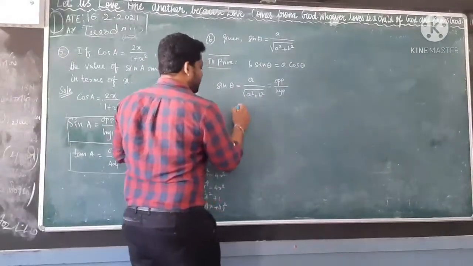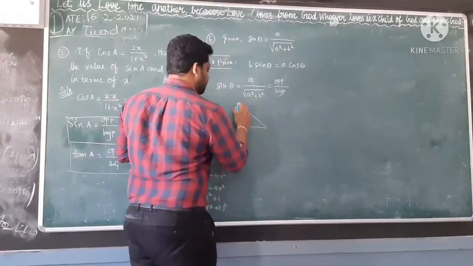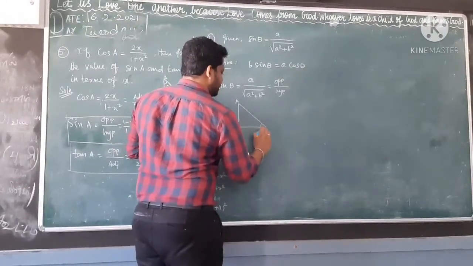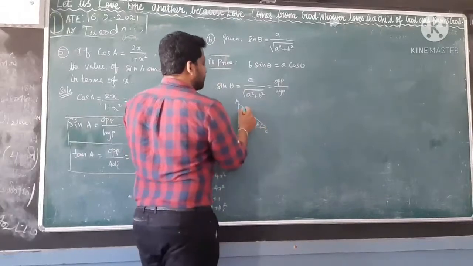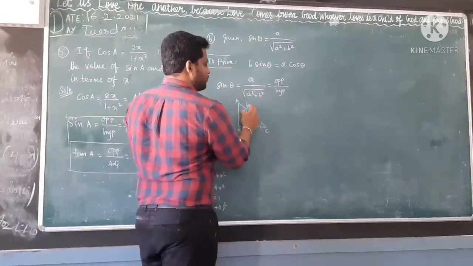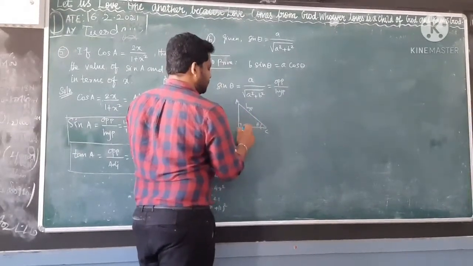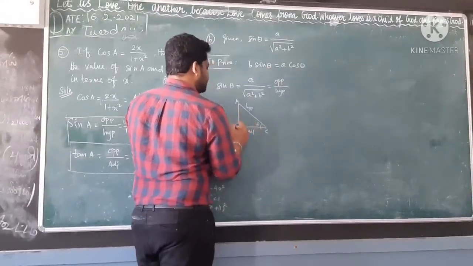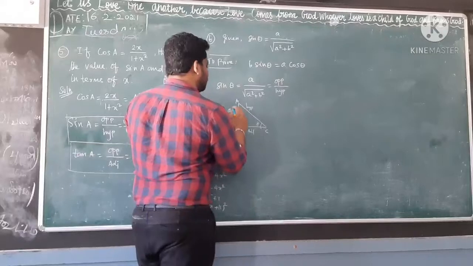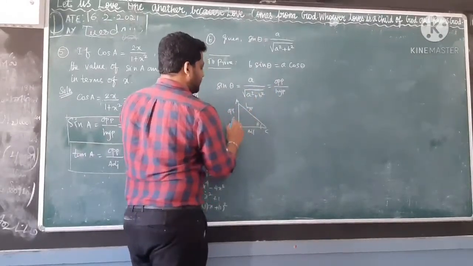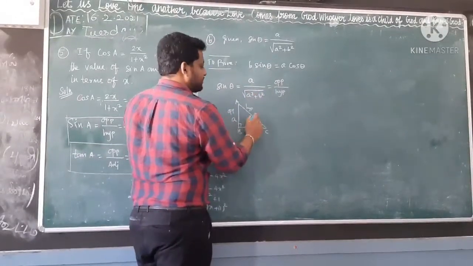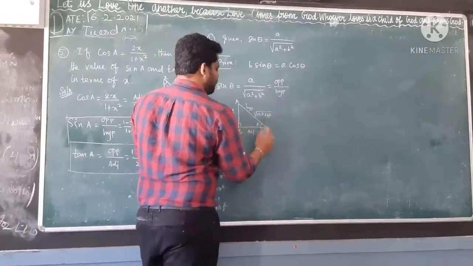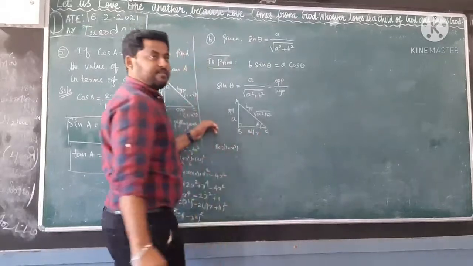In right angle triangle A, B, C, theta lies here. AC is the hypotenuse value, BC is the adjacent value, AB is the opposite value. Opposite value is equal to a. Hypotenuse value is equal to root of a square plus b square. We have to find out the adjacent value.